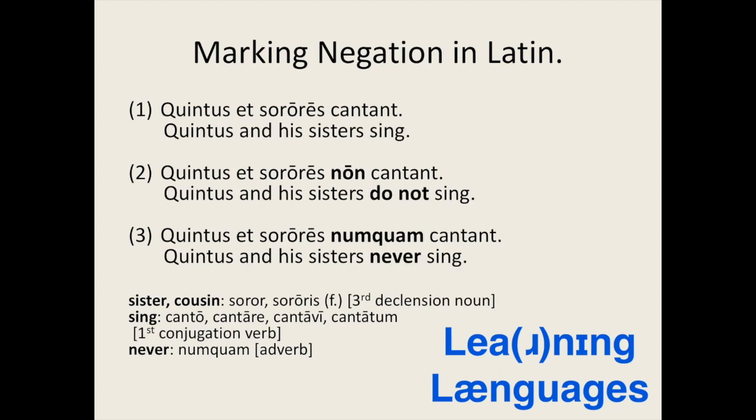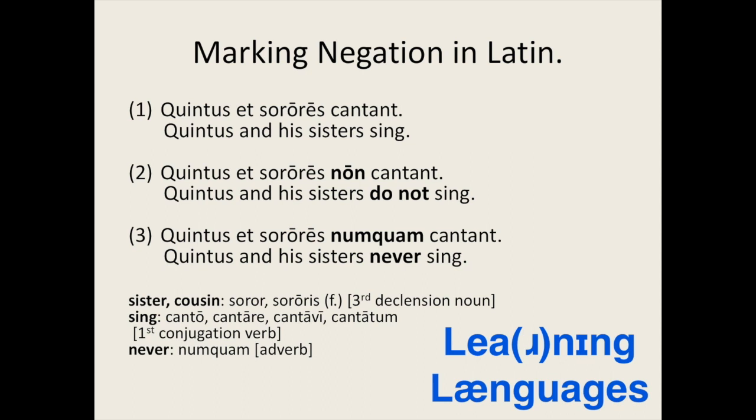Here are the answers. 1. Quintus and his sisters sing. 2. Quintus and his sisters do not sing. 3. Quintus and his sisters never sing. Notice that the possessive pronoun his is not explicitly stated in the Latin, but it is implied, and therefore it makes for the most natural translation. Sentence 1 is affirmative, sentence 2 and sentence 3 are both negative.